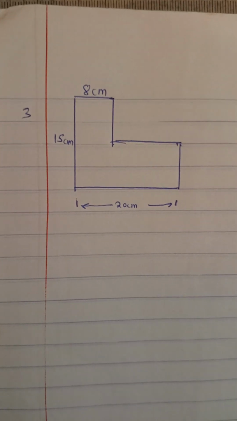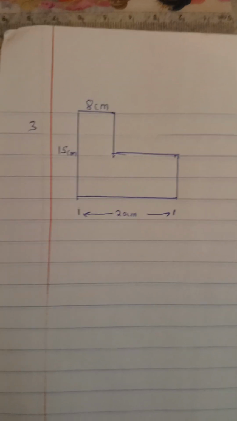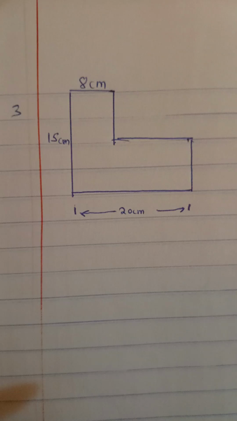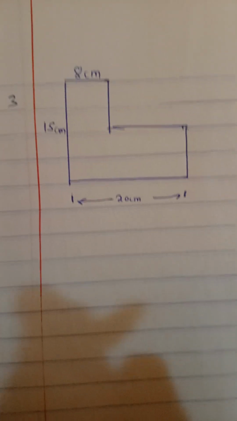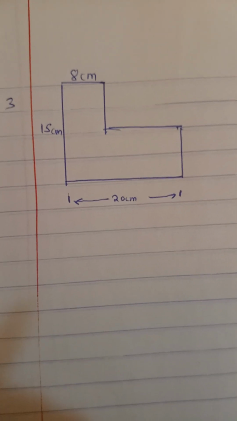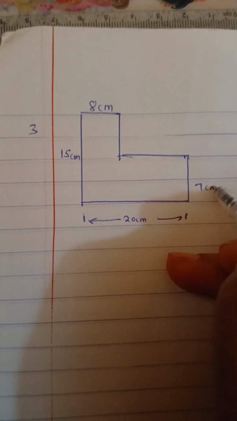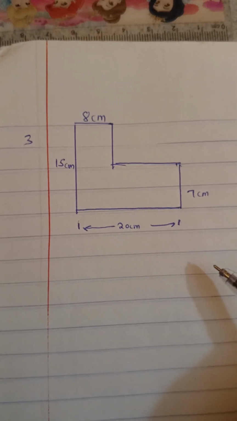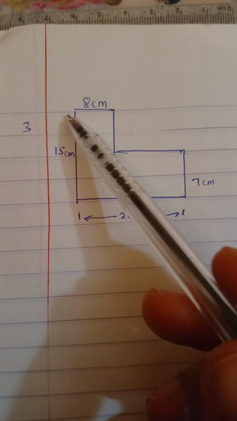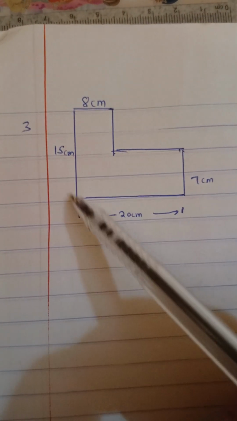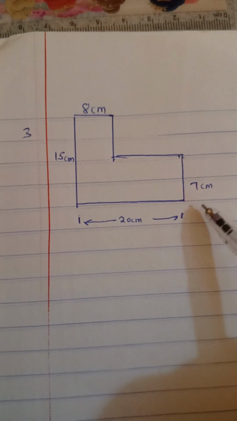Okay, so let's try to solve this question 3. We have the shape and we're asked to find the area of the shape. This is an irregular shape. I think we have 7 centimeter here. We have been given the side of the entire base, which is 20 centimeter. And then this part we have 8, and then here we have 15, and then here we have 7.